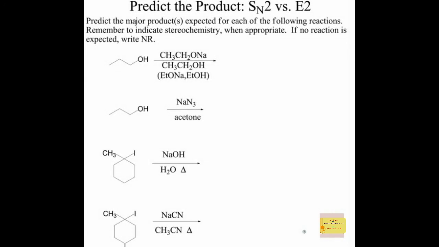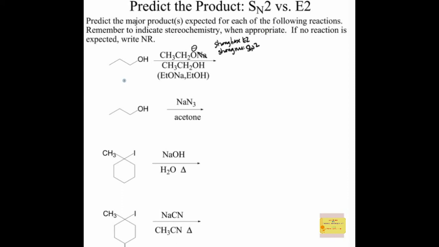Okay, here are a few more. This one is sodium ethoxide and ethanol, so you could just abbreviate it as EtONa and EtOH. What do we know about ethoxide? Acid, base, electrophile, nucleophile? Strong base, meaning it could do the E2, strong nucleophile, meaning it can do the SN2. So how do we decide which is going to happen? We take a look at our carbon bearing the leaving group, and what do you see?